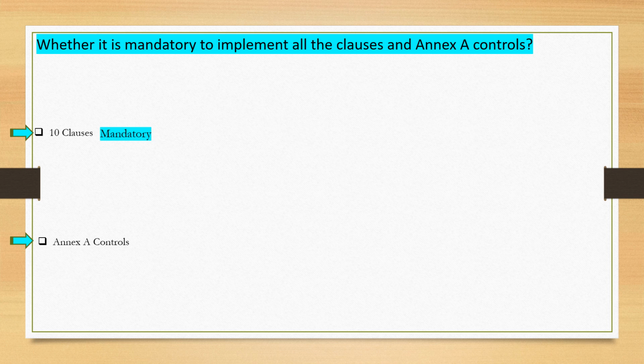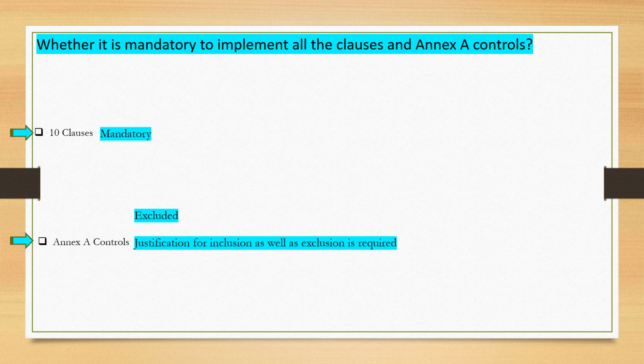Now let us understand about Annex A controls. Annex A controls depend on applicability. If certain Annex A controls are not applicable to the organization, then they can be excluded. However, there should be a valid justification for inclusion as well as exclusion. The justification is to be documented in the statement of applicability.